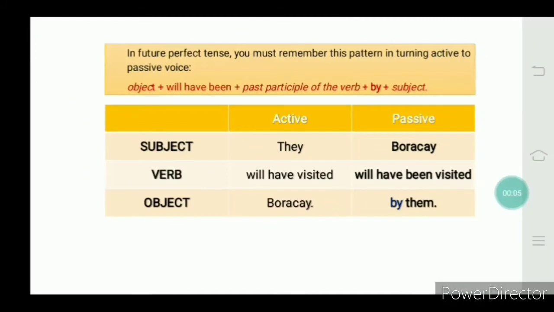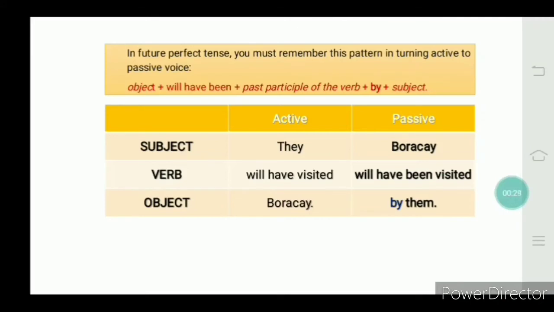In future perfect tense, you must remember this pattern in turning active to passive voice. We have the object plus will have been plus past participle of the verb plus by plus subject. So we have the subject here for active, they. For verb, will have visited. For object, we have Boracay.